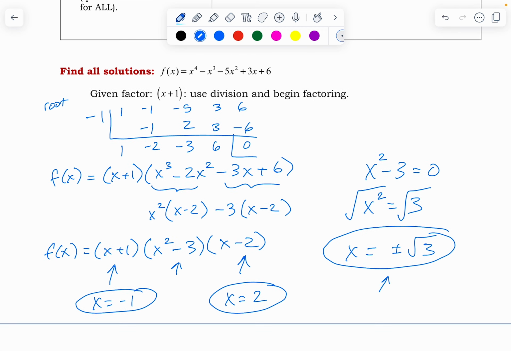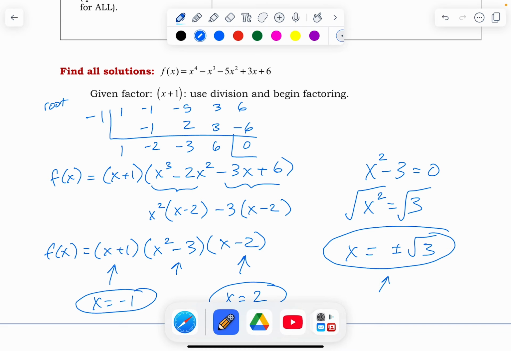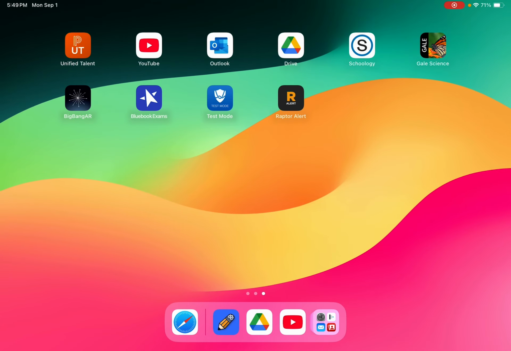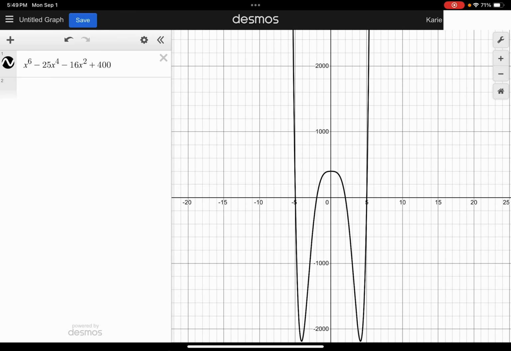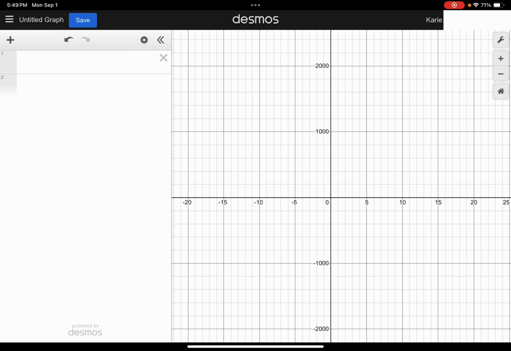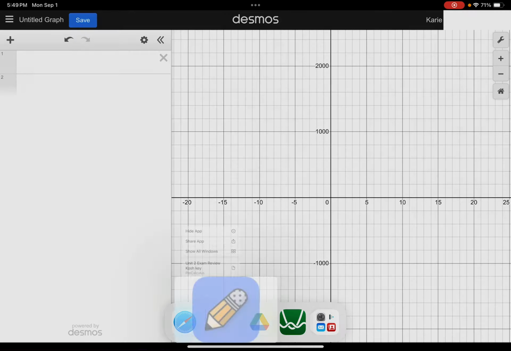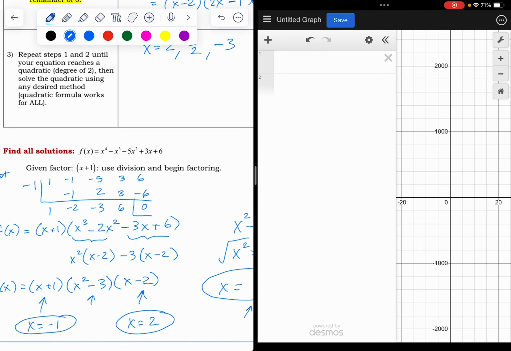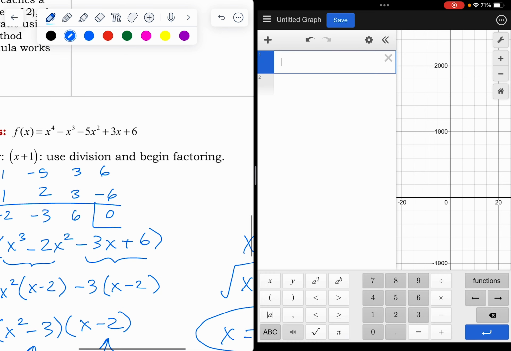If I have, hang on, where did Desmos go? Oh, that's not what I wanted. Come back, Desmos. Where are you? There you are. Okay. Let me split my screen.